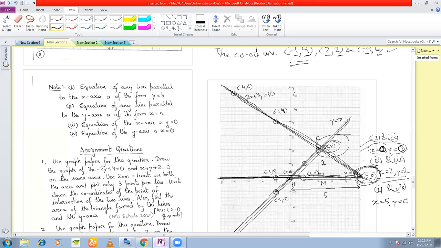So that is how you solve the simultaneous equations graphically. Fine. Okay, I'll stop here for today.